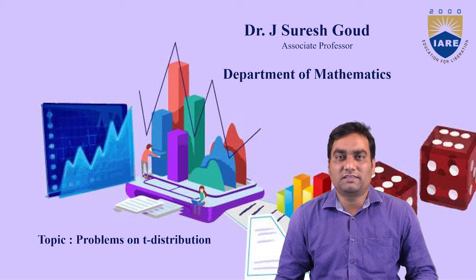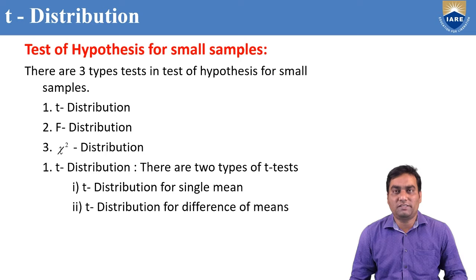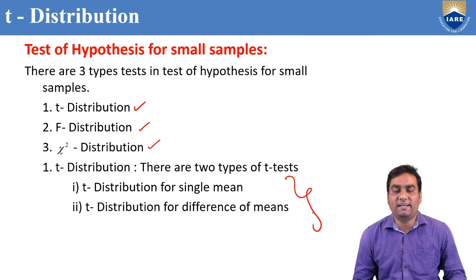Today we are going to discuss problems on two different types of tests. The first one is the t-test for single mean and the second one is the t-test for difference of means. In the test of hypothesis for small samples, we have three types: one is the t distribution, second is the F distribution, and third is the chi-square distribution. But the t distribution is again divided into two parts, which are for single mean and difference of means.